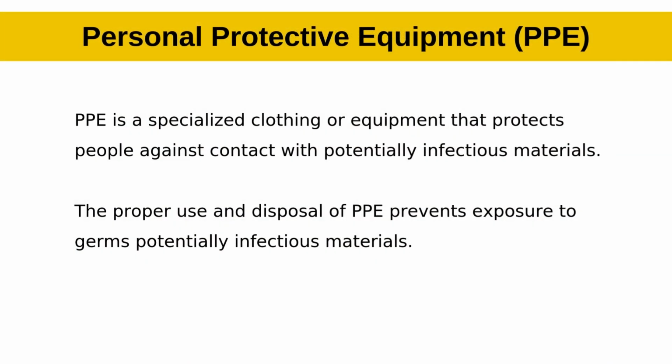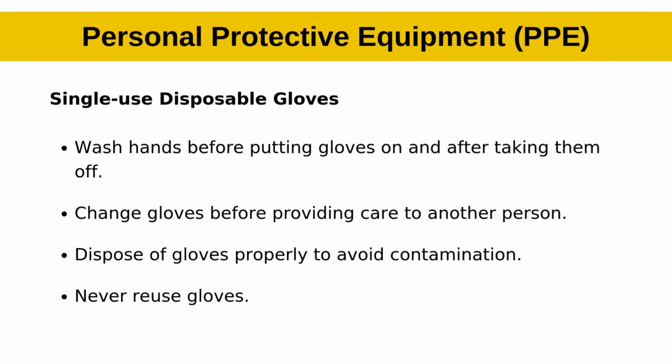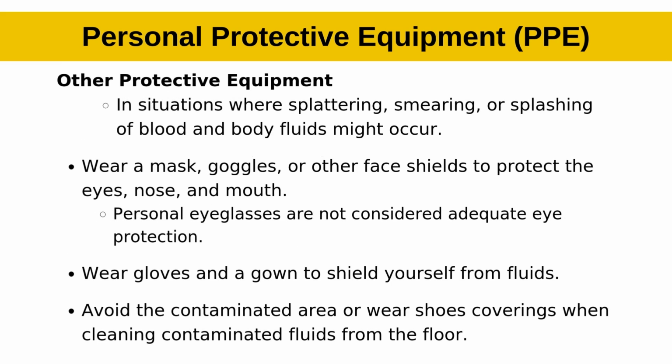Personal Protective Equipment, PPE. PPE is specialized clothing or equipment that protects people against contact with potentially infectious materials. The proper use and disposal of PPE prevents exposure to germs and potentially infectious materials. Single-use disposable gloves. Wash hands before putting gloves on and after taking them off. Change gloves before providing care to another person. Dispose of gloves properly to avoid contamination. Never reuse gloves.